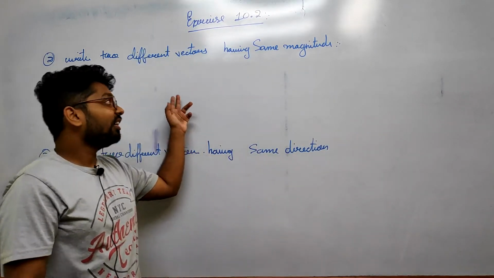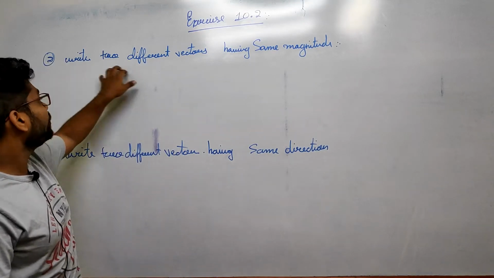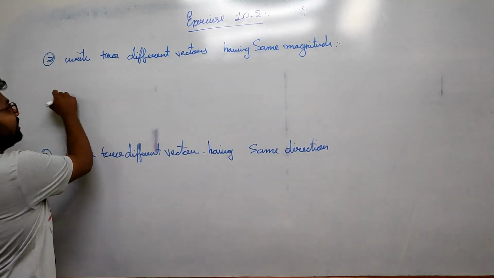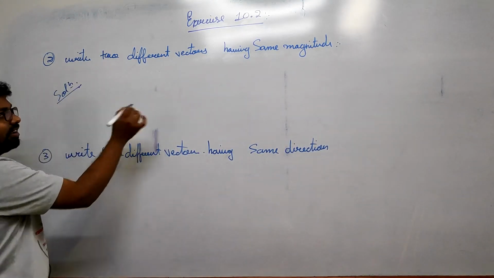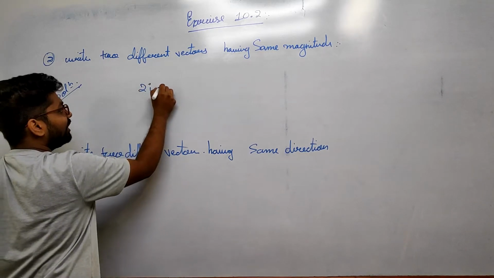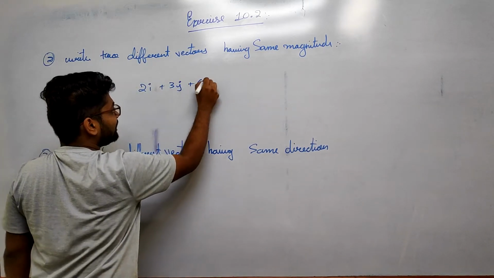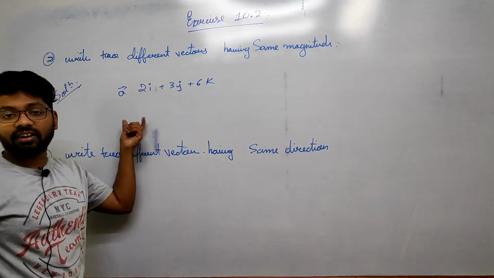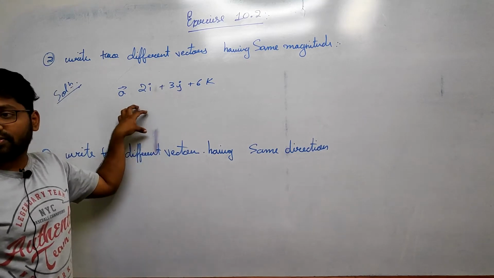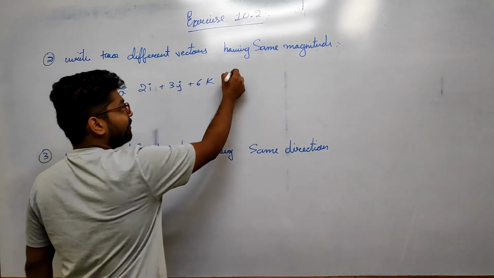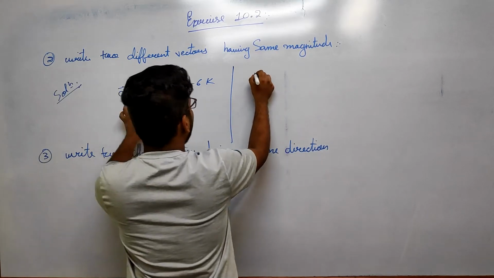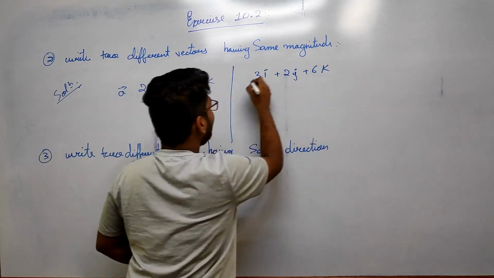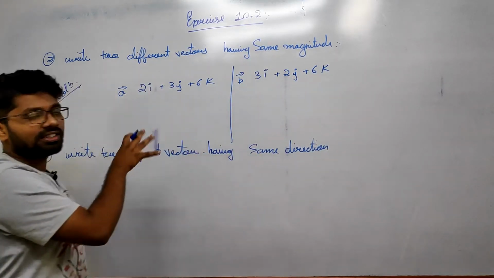Here you have to give an example, write two different vectors having the same magnitude. So we have to quote one example. The solution will be, I'll write one vector whichever is possible, like 2i plus 3j plus 6k. Suppose this is vector a bar, its modulus, that is its magnitude, you will get as one answer. And I'll write the second vector, just observe, I'll write it as 3i plus 2j plus 6k. This is vector b bar. Now let us take the modulus of them.